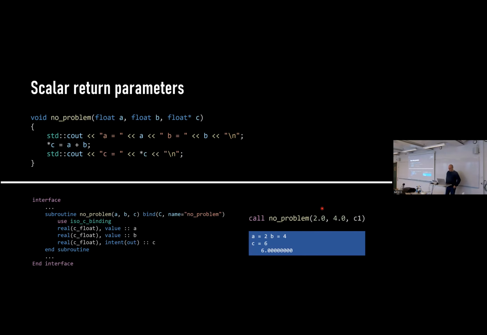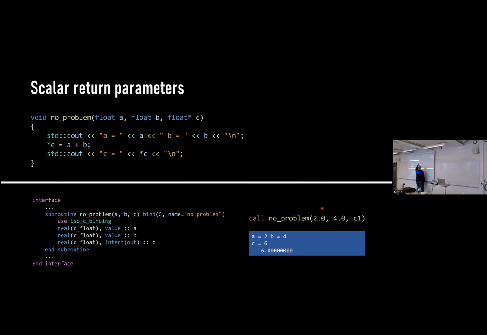Next part is, okay, so we have a return parameter that's going out from the function. So in this case, we have just a pointer to a floating variable. So now we have floating point here as well. And then I do *c = a + b. So that assigns the sum to the value of c. So that goes out as a pointer.